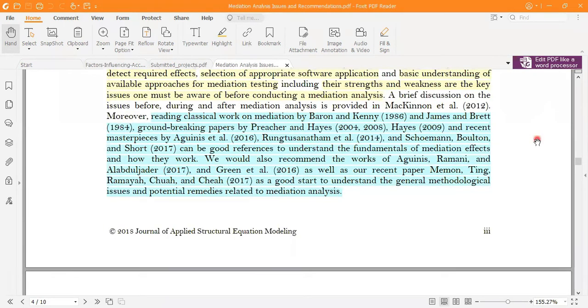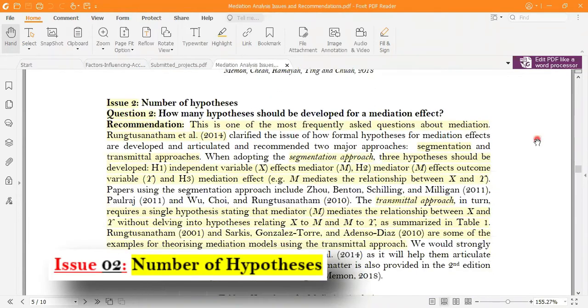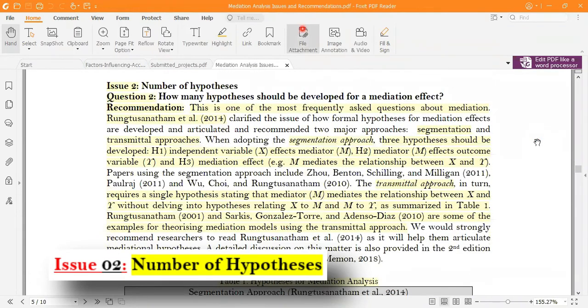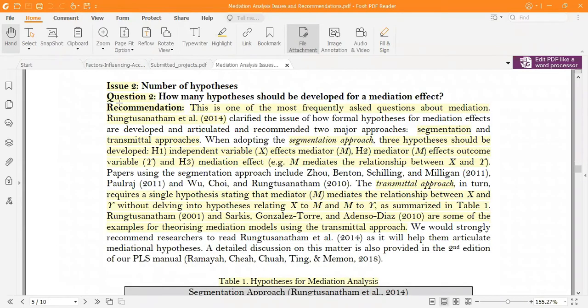Another issue is the number of hypotheses. Sometimes it is very important because we are not clear how many hypotheses should be there. This is a very frequently asked question. Most of the time people ask how many hypotheses should be in my model. In this regard, there is a guideline that there are two approaches.